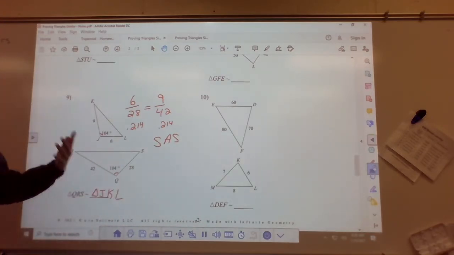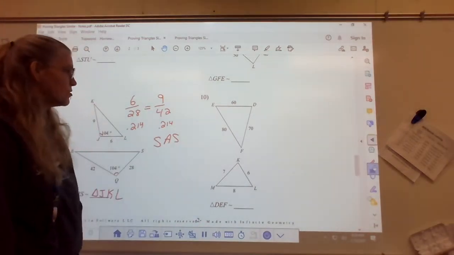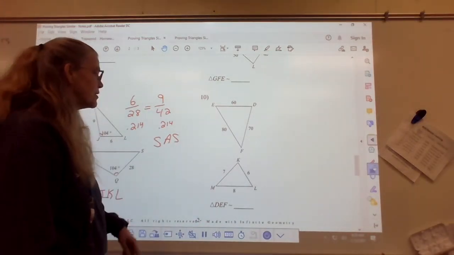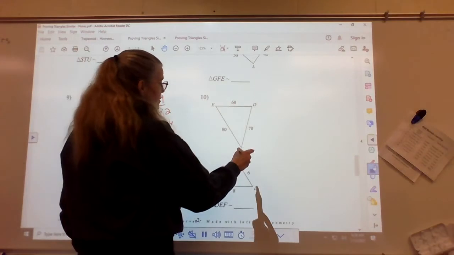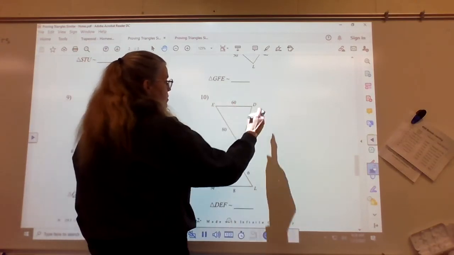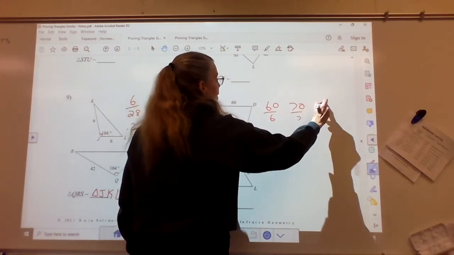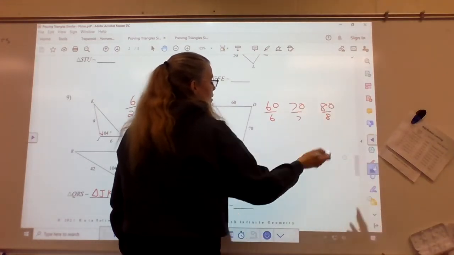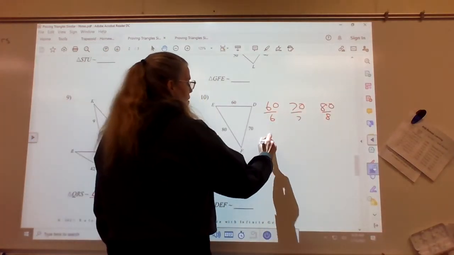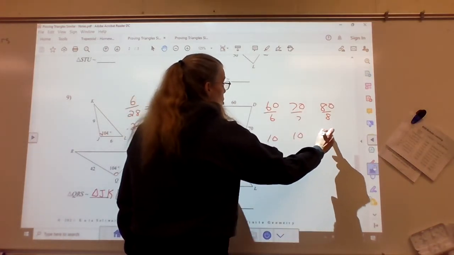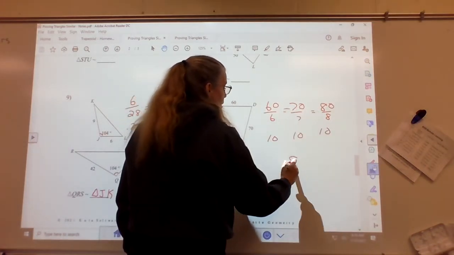Number 10. Number 10, I probably should put something else here because it's another side, side, side. It's a pretty easy one. 80 goes with 80. Well, let's start smaller. 60 goes with 6. 70 goes with 7, 80 goes with 8. Yeah, all of them give you a 10. So yes, it's going to work. So side, side, side.